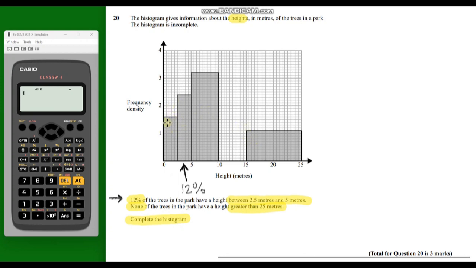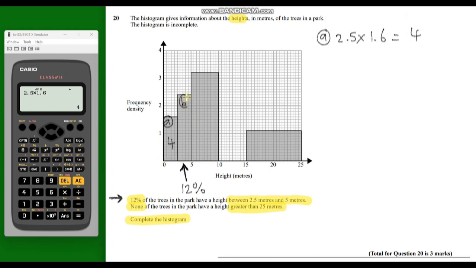So this first one here, let's call that A. Let's do it up here. So the width of this rectangle, well, that's 2.5 because it's half of 5. And then the height, that looks like it's 1.6. We're going to do 2.5 times 1.6. We should get a whole number because we're dealing with the number of trees. And we get 4, which is nice. So there are 4 trees that measure between 0 and 2.5 metres.